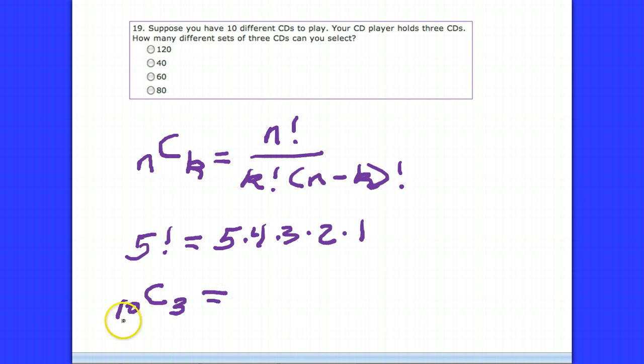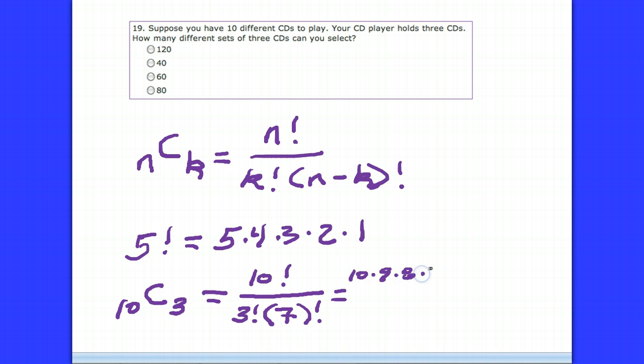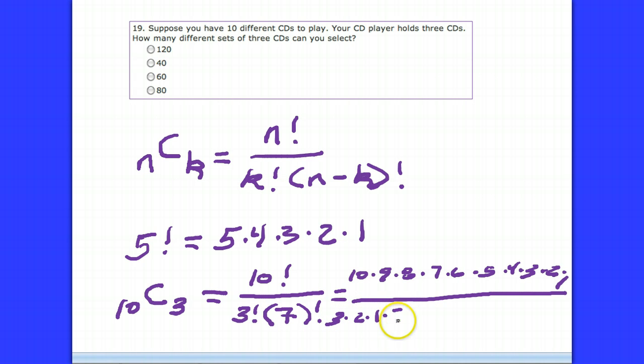So let's write down what we have. Our n is 10, so that goes on top. 10 factorial. Our k is how many of them I'm going to choose, and n minus k, in this case 10 minus 3 is 7. So let's actually expand all this. This 10 factorial is 10 times 9 times 8 times 7 times 6 times 5 times 4 times 3 times 2 times 1. 3 factorial is going to be 3 times 2 times 1 times 7 factorial. 7 times 6 times 5 times 4 times 3 times 2 times 1.